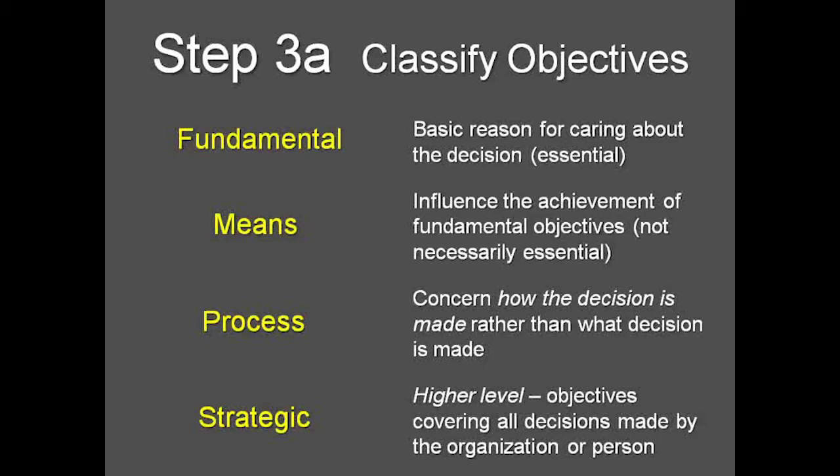Finally, there are strategic objectives, which operate at a higher level. They're objectives that cover all of the decisions that are made by an organization or person, by the decision maker. And so they're objectives that have to do with other decisions that are related to this one, perhaps, or tied in some ways, but aren't critical to this decision. So we have to be aware of strategic objectives, but they may not be the key thing that's helping us make the decision for this particular decision. So let's talk about each of these in turn a little bit more.